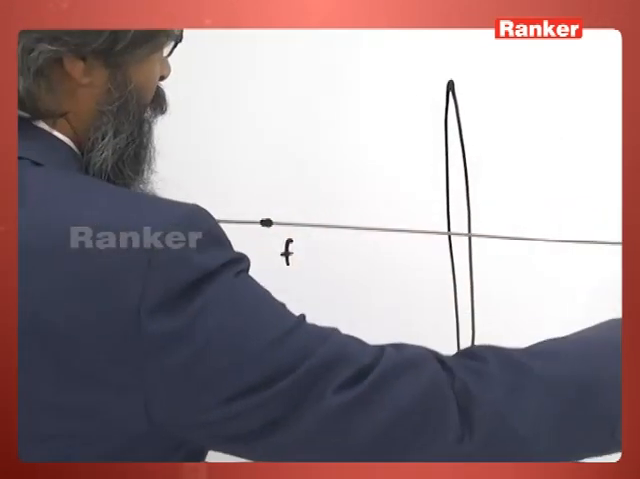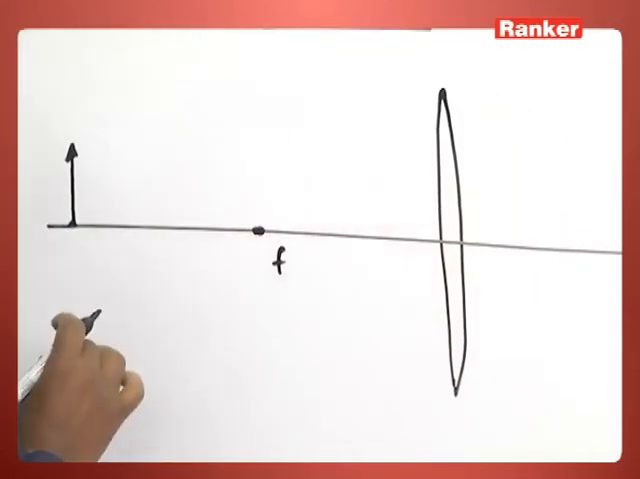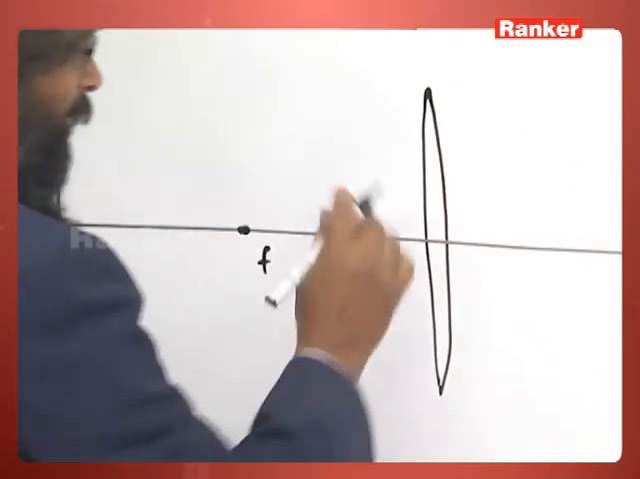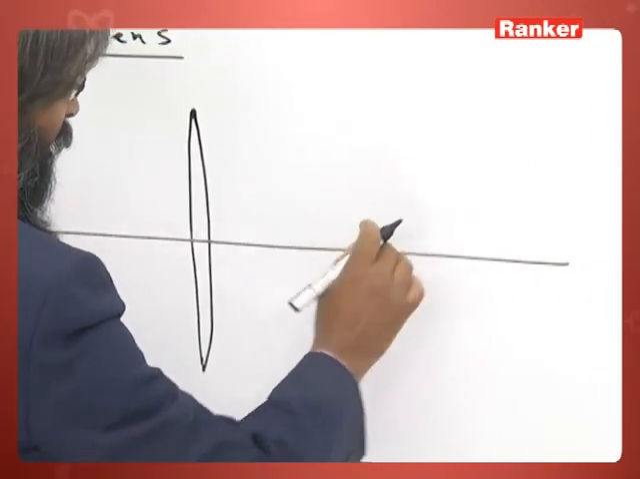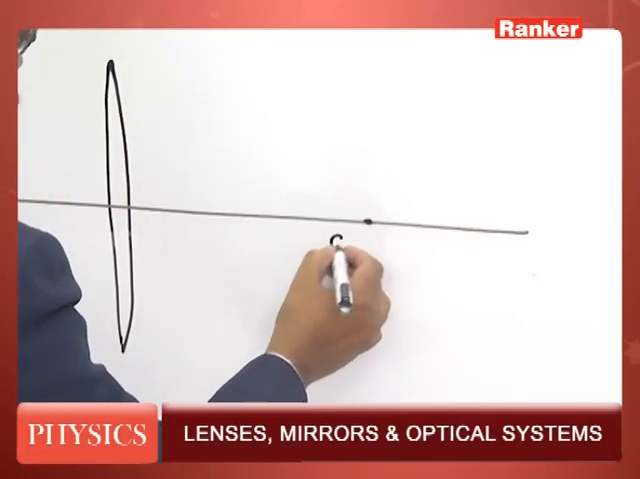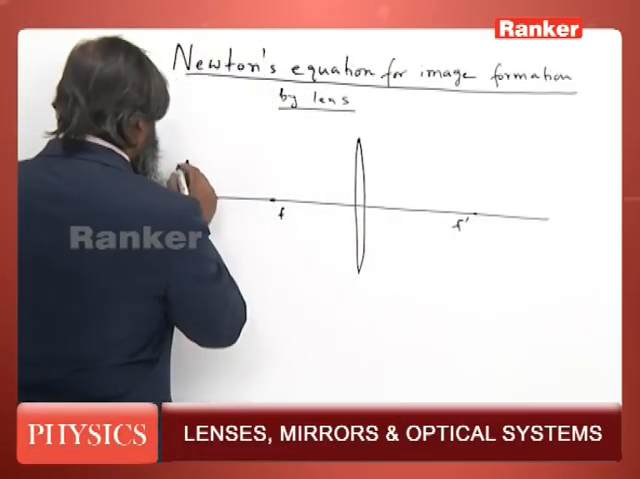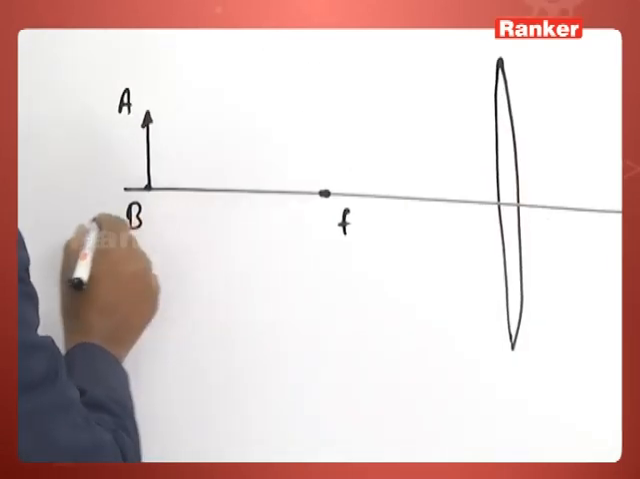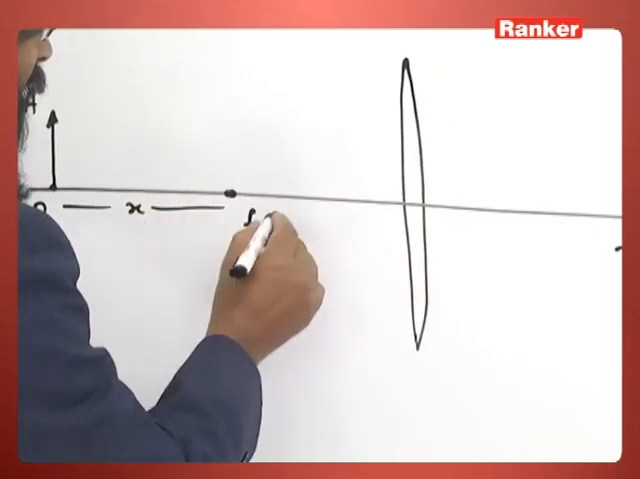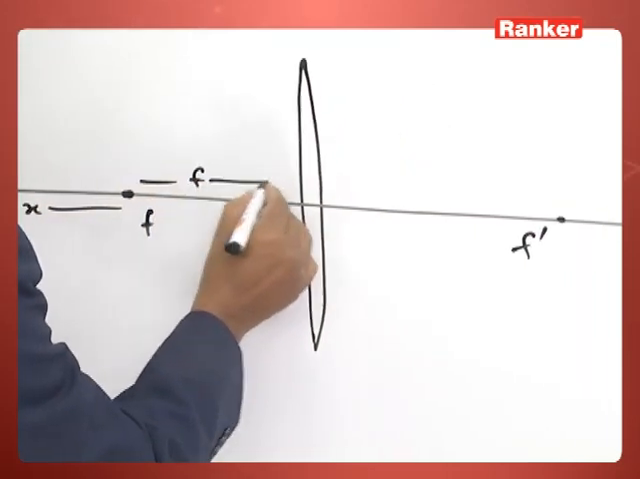So, if parallel rays are coming from this side, they will converge here. So, focus for this lens from this side is here, and suppose if the parallel rays are coming here, they are focused at some point, suppose F dash. So, this is F dash. This is AB, the object whose distance from this is x, and let us call this as F.